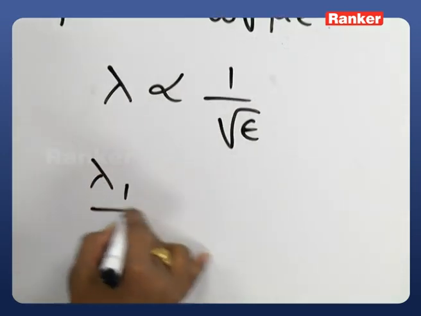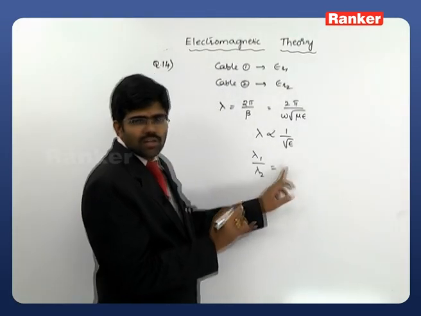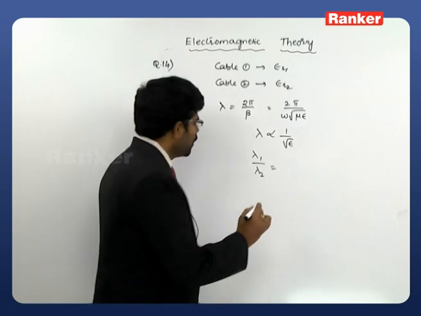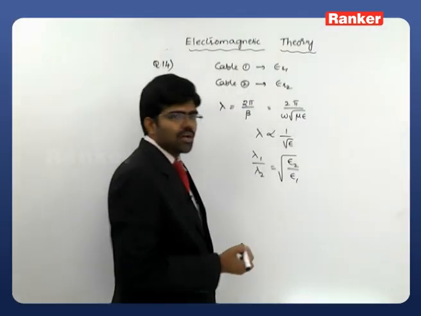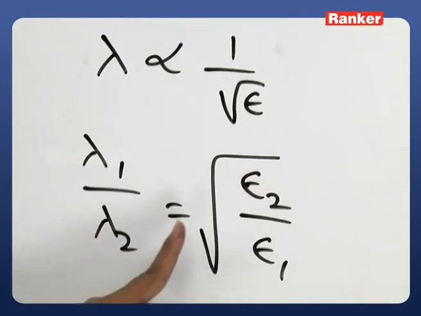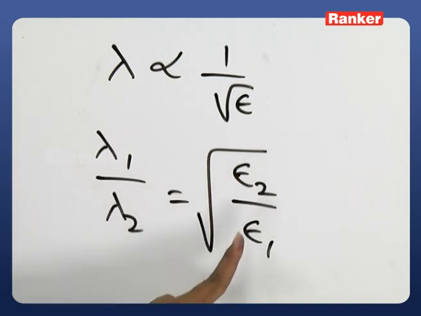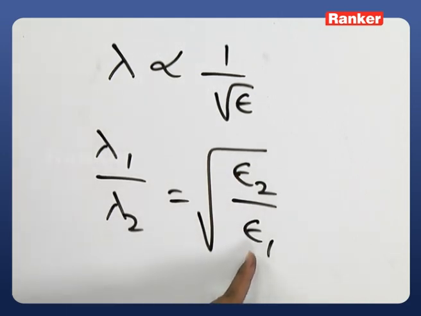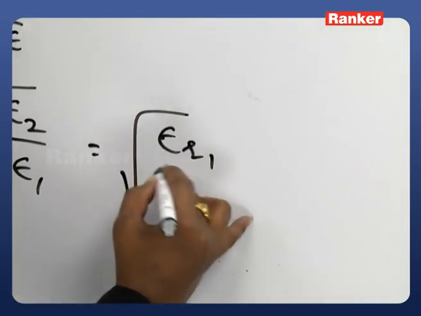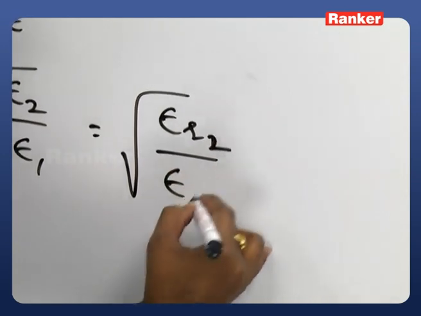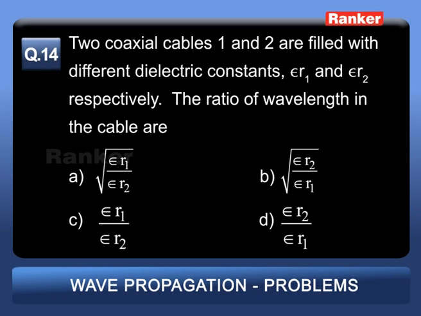Lambda 1 by lambda 2 is equal to 1 by under root epsilon 1 divided by 1 by under root epsilon 2, which gives directly under root of epsilon 2 divided by epsilon 1. So lambda 1 by lambda 2 is equal to under root of epsilon 2 by epsilon 1. Epsilon 2 can be written as epsilon naught epsilon r2. Epsilon 1 can be written as epsilon naught epsilon r1. So epsilon naught will be cancelled and the quantity which remains for us is epsilon r2 divided by epsilon r1. So this is simply option B.